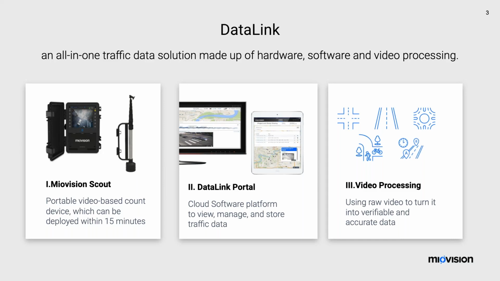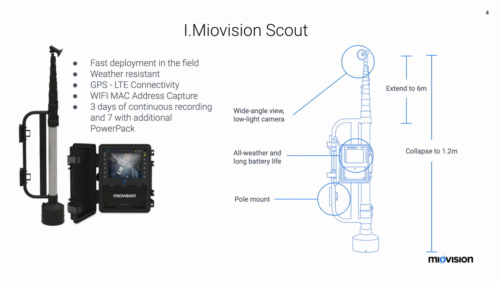Let me dive a little bit deeper into each individual part. The Miovision Scout is a purpose-built device we are offering to all our clients. It can be quickly deployed in the field. Usually, first-time users take about 15 minutes to deploy it, and it's very weather resistant. It's being used all across the world, from the heat of Dubai all the way to the cold of Alaska. It is equipped with GPS, LTE connectivity and an antenna, and has the ability to collect Wi-Fi MAC address data, which is anonymized right at the Scout. With the help of the internal battery, you are able to count for 3 consecutive days. And if you'd like to count or record video for longer periods of time, you can extend the Scout with a power pack.